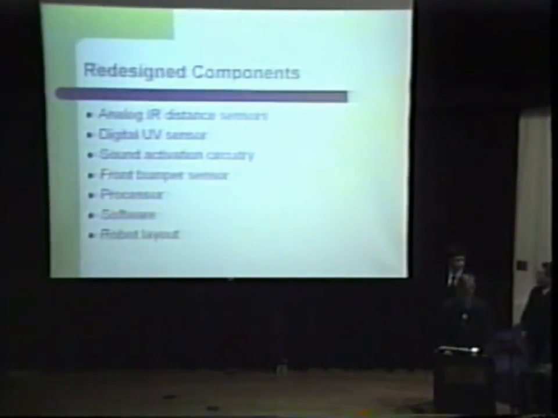The redesigned components that we used for the robot include the IR distance sensors. We completely redesigned where they were put on the robot and how we used them. The digital UV sensor was actually purchased by the 2004 competition, but was not used last year. The sound activation circuit was completely redesigned. We added a front bumper sensor because there were a few problems as we were testing.